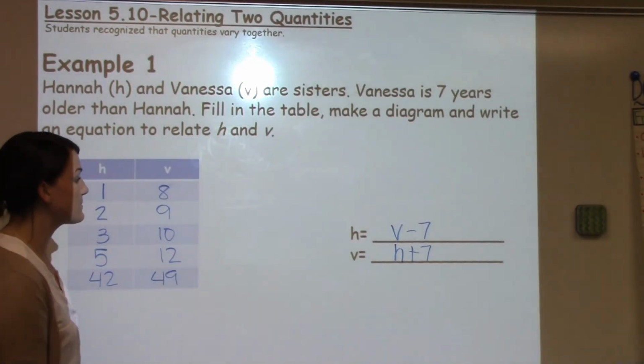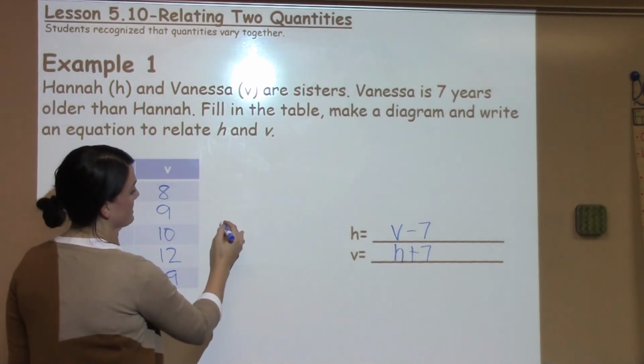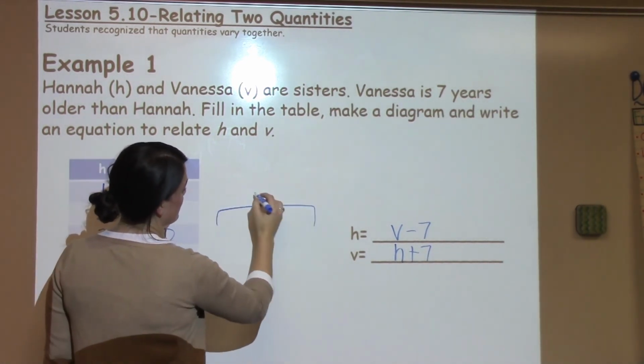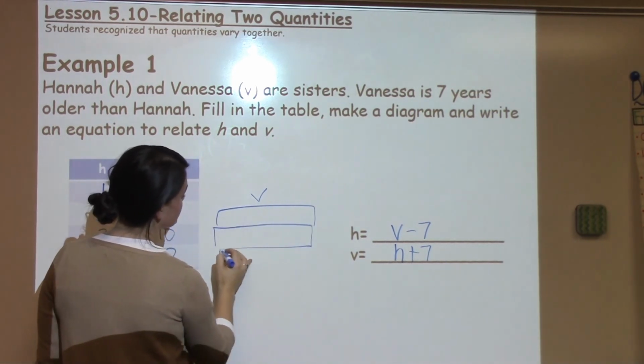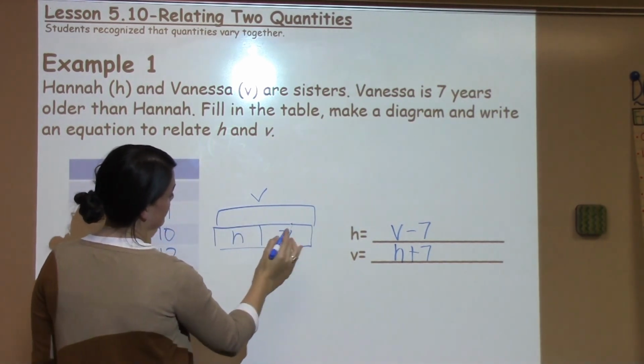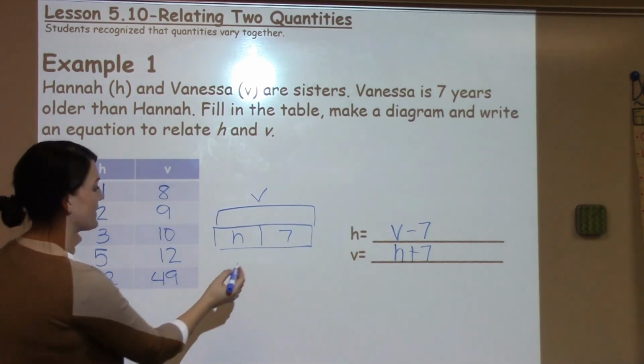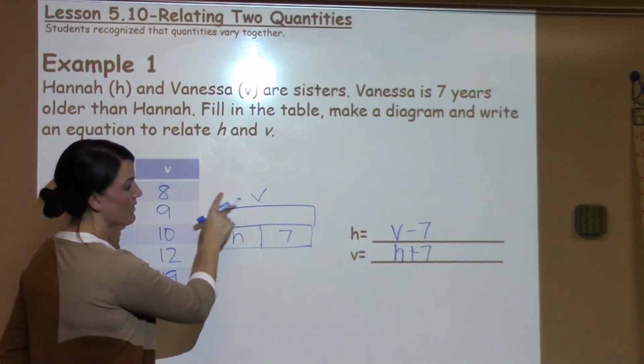So then to show this information in a diagram, I could think about this whole diagram showing Vanessa's age, and I could show it as just H and 7. So again, a simple diagram just showing those two separate parts and how they equate to one another.